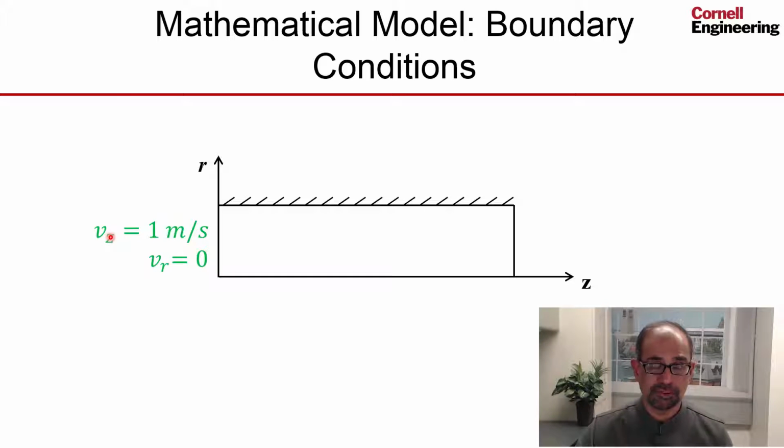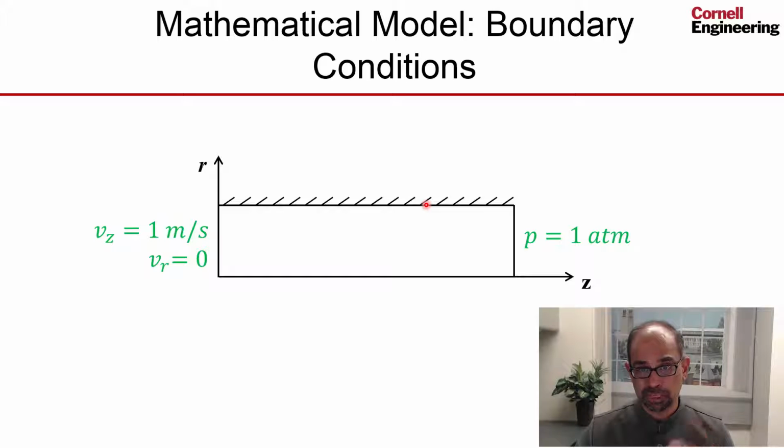So the axial component of the velocity will be set to 1 meter per second and the radial component to be 0. This is where the flow is leaving the domain at that boundary, and we set the pressure to be 1 atmosphere. This is the wall, and at the wall the flow sticks to the wall.